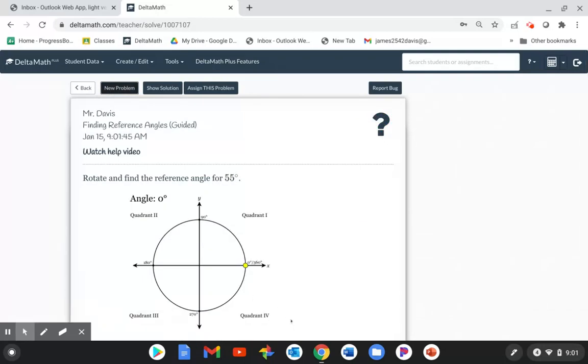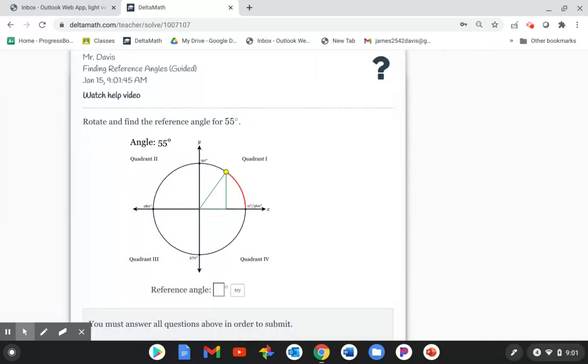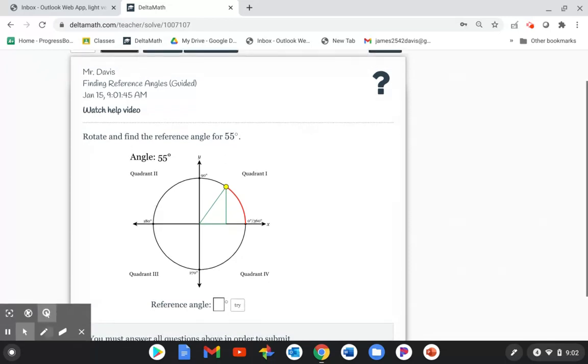All right, rotate and find the reference angle for 55 degrees. So 55 is going to be right here. Make sure you do the rotation or you will not get it right. When we're in the first quadrant, the reference angle is the same thing as just the angle, because theta prime is theta. It's still just the same angle that we're measuring before, just measured from here to here. So it's just going to be the same 55 degrees. That's the easiest one.